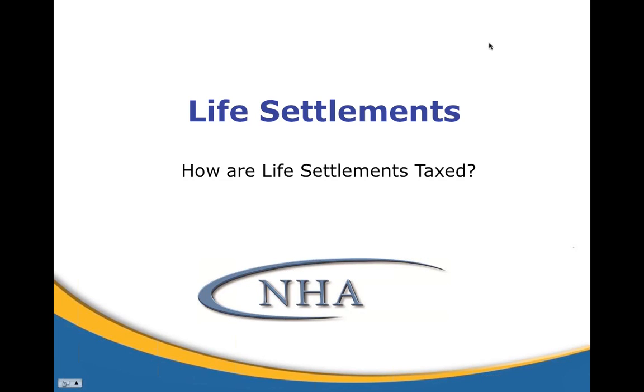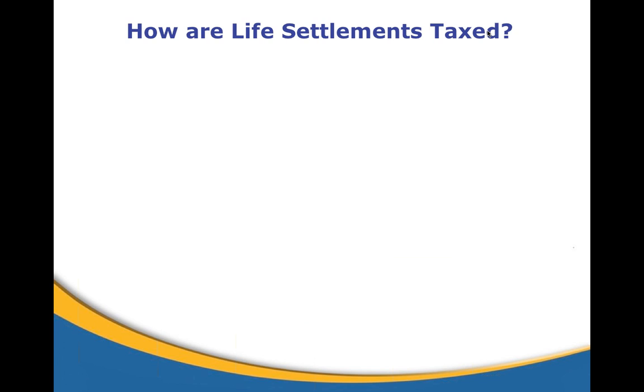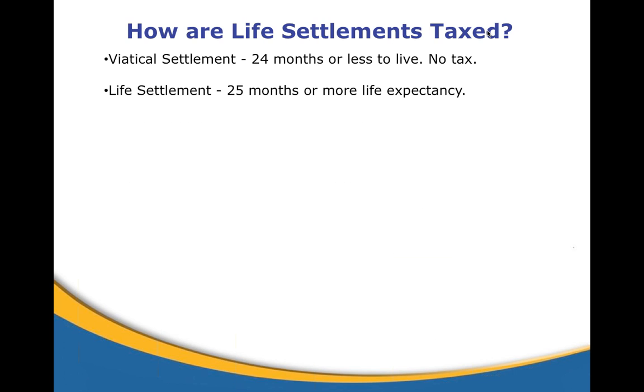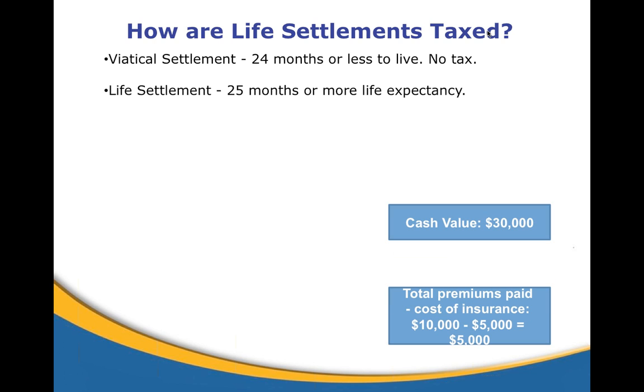I'm going to be explaining to you today how life settlements are taxed. The first thing is I need to explain the difference between a viatical settlement and a life settlement because they are taxed very differently. A viatical settlement is when a life insurance policy is purchased from someone who has 24 months or less to live. There is an exception here, and so there is no tax on those proceeds from that sale. If you're expected to live 25 months or longer, then that's considered a life settlement and there are tax implications. So I'm going to be talking about the taxes on a life settlement.